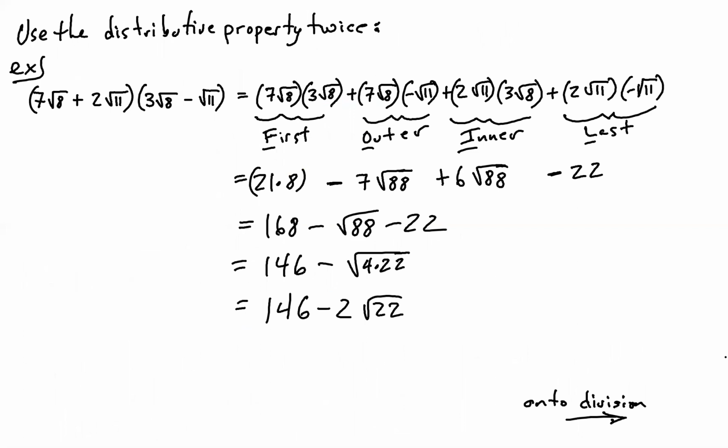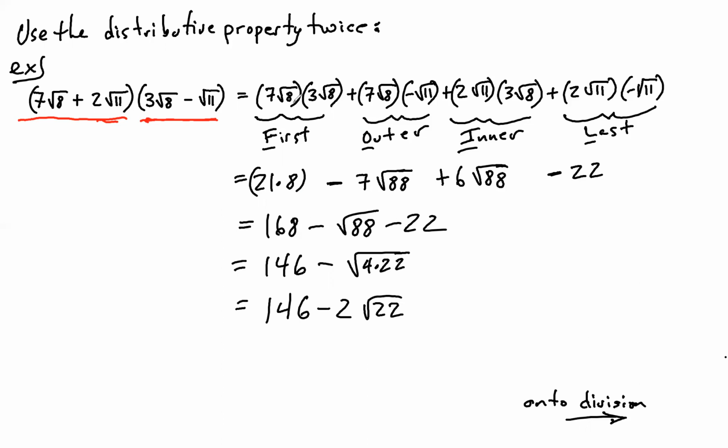radicals. Let's say I have a radical number, 7 radical 8 plus 2 radical 11, times another radical number, 3 radical 8 minus radical 11. Well, we're going to use FOIL just like we did with binomials, or the distributive property twice if you prefer. We're going to take 7 radical 8 and distribute it into the 3 radical 8 minus radical 11, and then we're going to do the same thing with 2 radical 11 second. We end up with first, outer, inner, last.